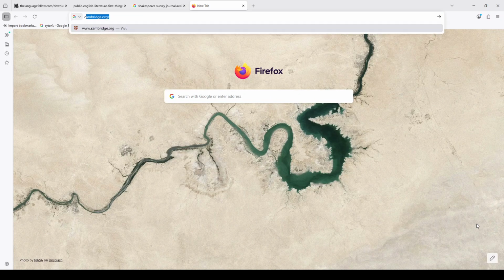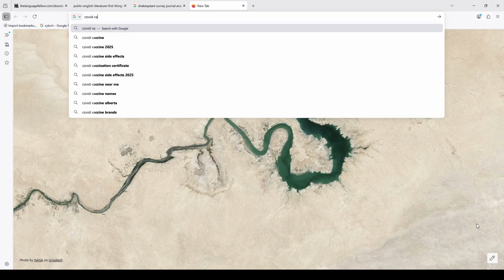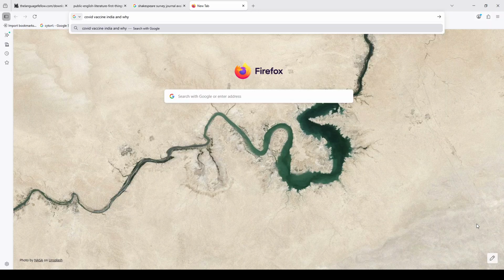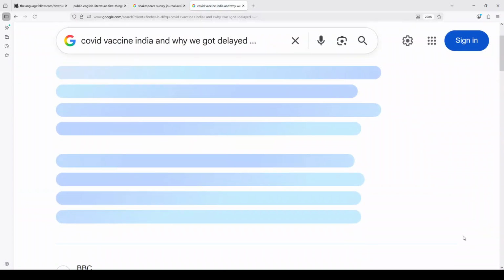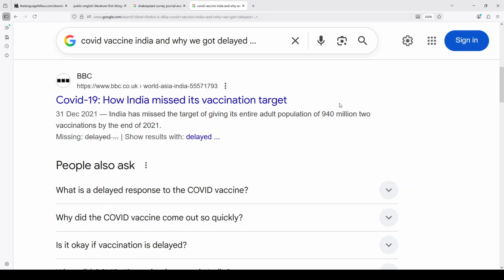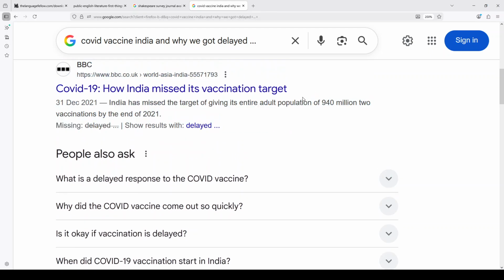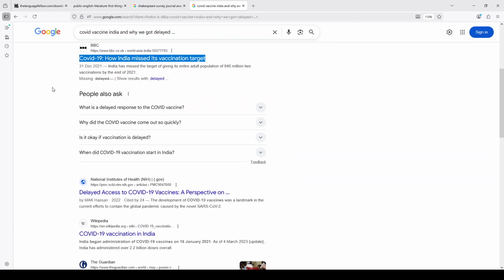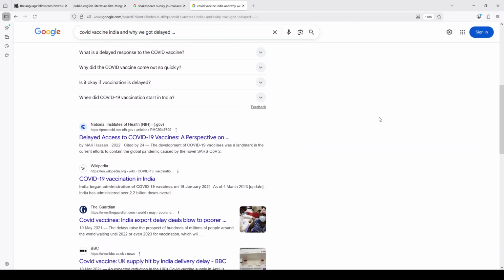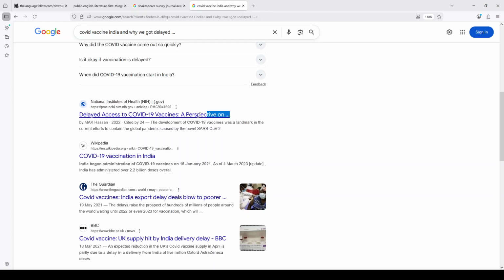A classic example is the COVID vaccine, India, and why we got delayed in having our own vaccine. How India missed its, that's how it's reported, how India missed its vaccination target. So I'm not responding to this, but delayed access to COVID-19 vaccines perspective.